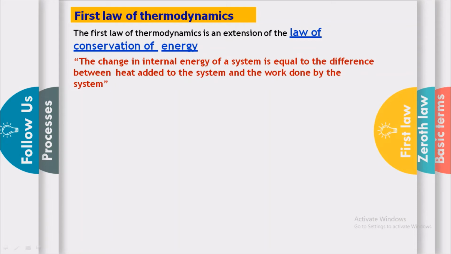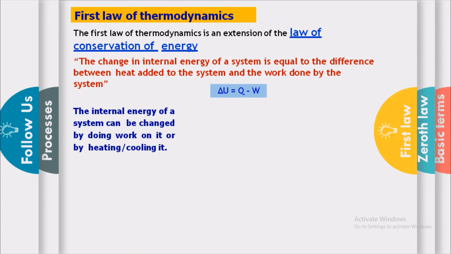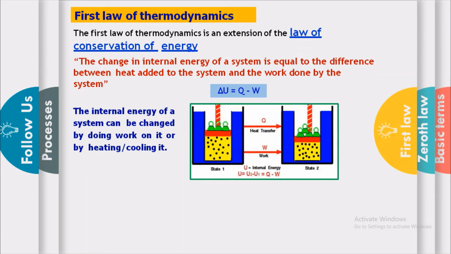This is another statement. The internal energy of a system can be changed by doing work on it or by heating or cooling it, and mathematically we can express the first law of thermodynamics as delta U is equal to Q minus W. You can see in this diagram how the heat transfer and work by the system or on the system can be expressed.